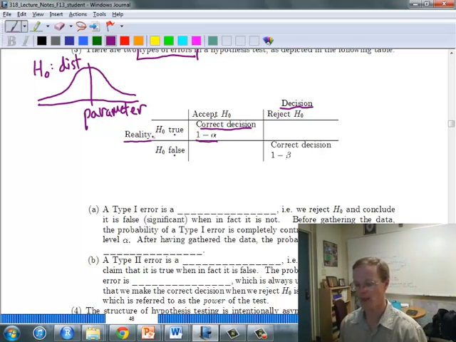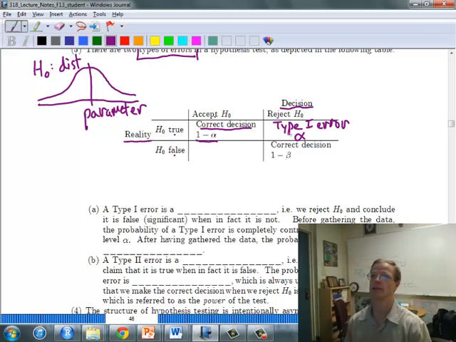Now, if the null is true, but we don't accept it, we reject it, then that's called a type 1 error. And it occurs with probability alpha. That's the complement of this guy. Now, I apologize on behalf of the statistics community for the poor naming of a type 1 error. A better name is a false positive.